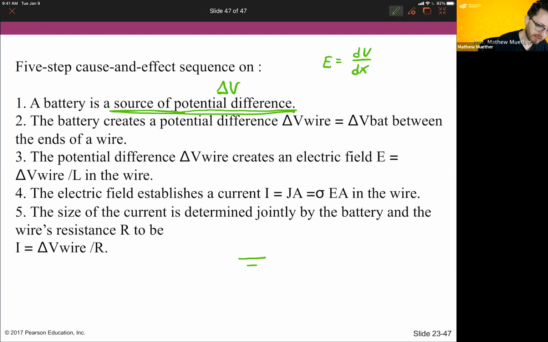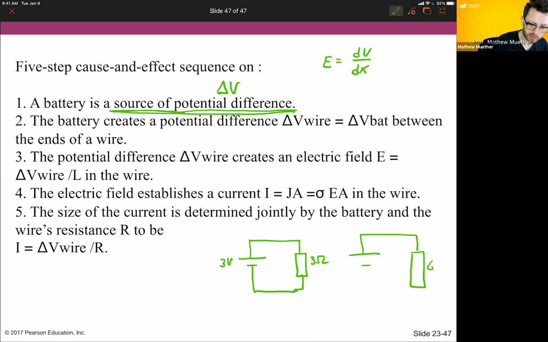Say it's a 3-volt ideal battery. If I hook it up to a resistor that has, say, 3 ohms, or I take that same battery and hook it up to a resistor that has 6 ohms, some different resistance, the battery always provides the same voltage, right? It's going to provide 3 volts across that resistor, but the current is going to be different, right?